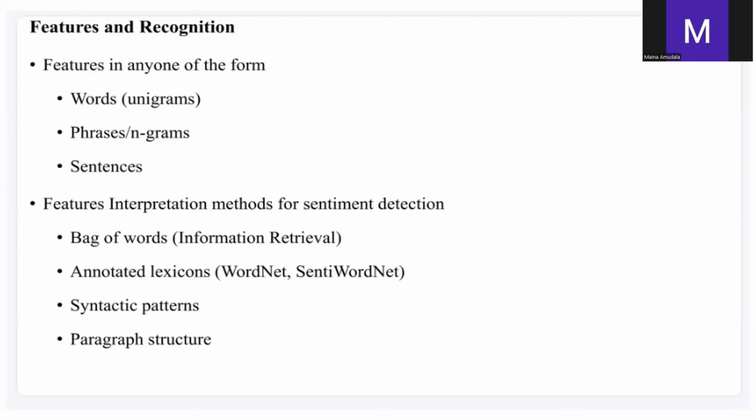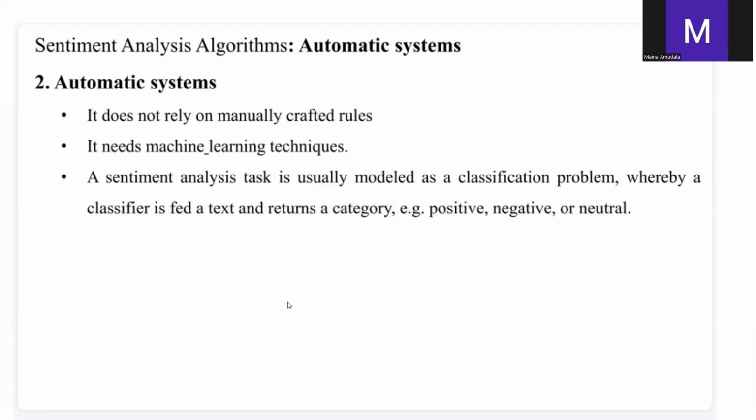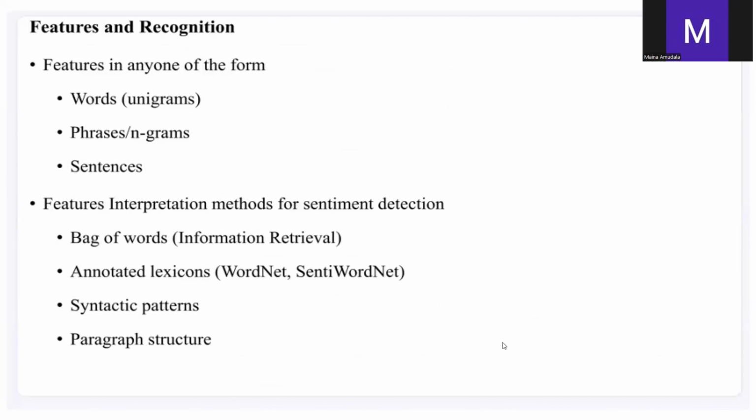Features and recognition: features can be in the form of words, unigrams, phrases, n-grams, and sentences. Feature interpretation methods for sentiment detection include bag of words, information retrieval, and annotated lexicons, which consist of WordNet, SentiWordNet, syntactic patterns, and paragraph structures. These are about the sentiment analysis algorithms and types.